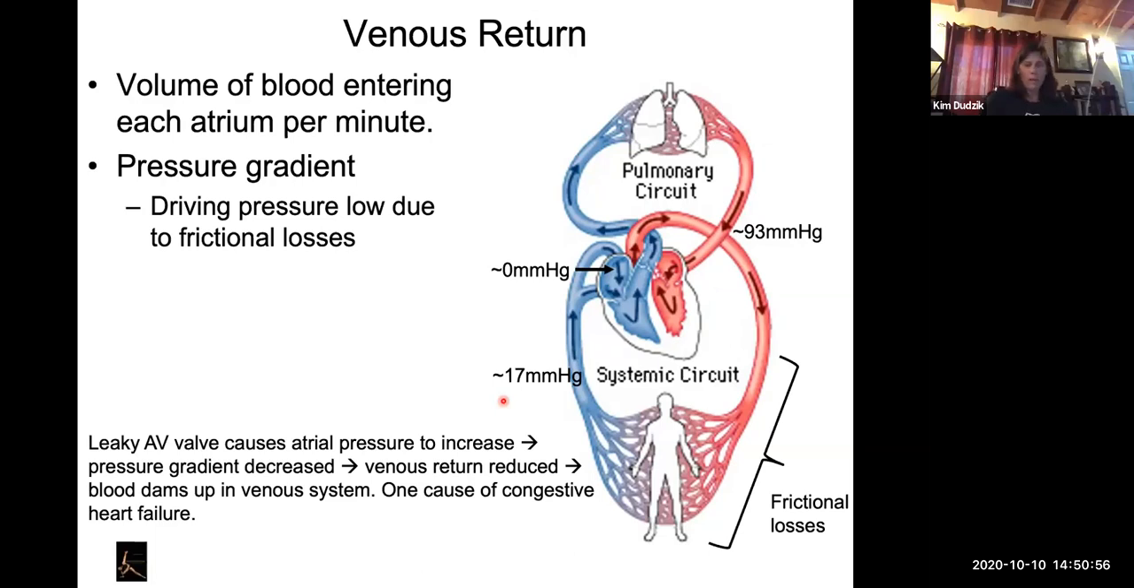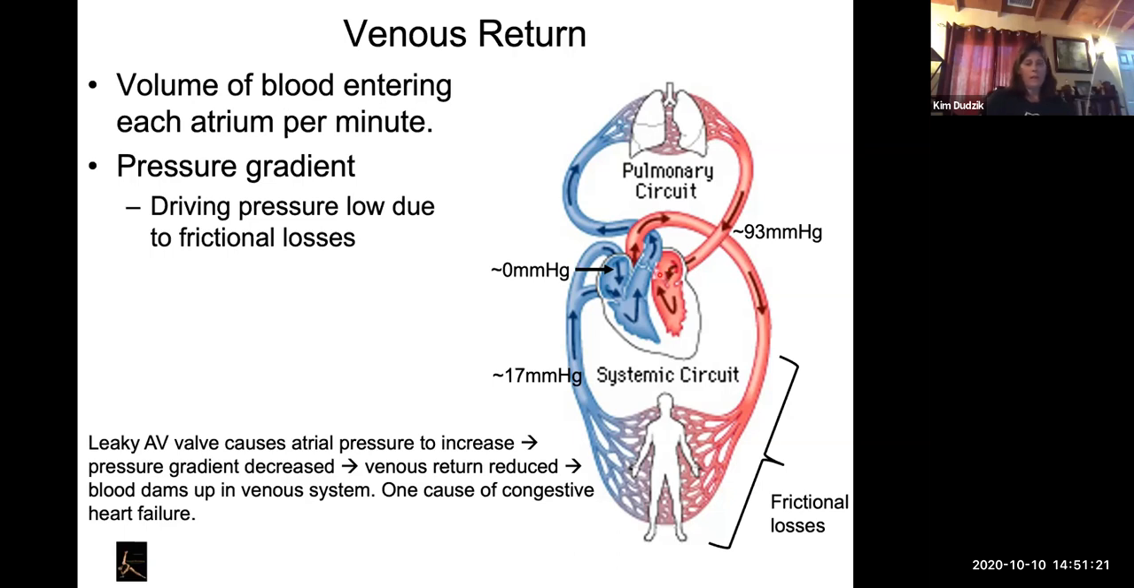All right, so venous return, blood returning back to the heart, to the right side of the heart so that it can then go into pulmonary circulation. Okay, so venous return is the volume of blood entering each atrium per minute. Venous return also occurs from the pulmonary circulation through the pulmonary vein, to the left side.